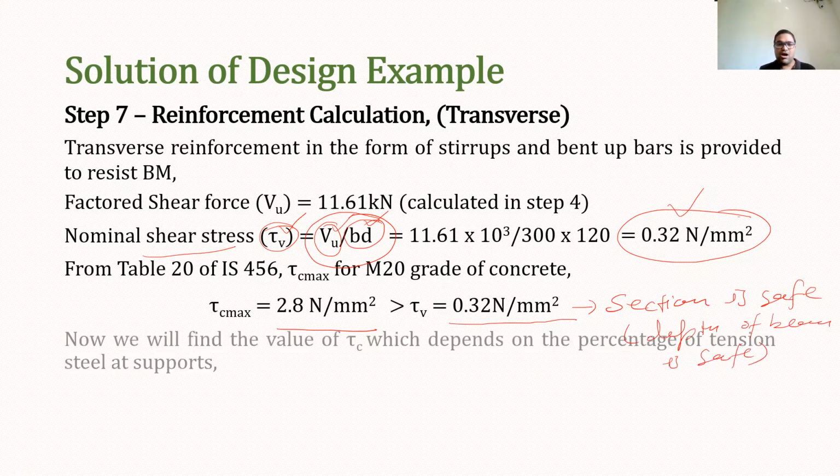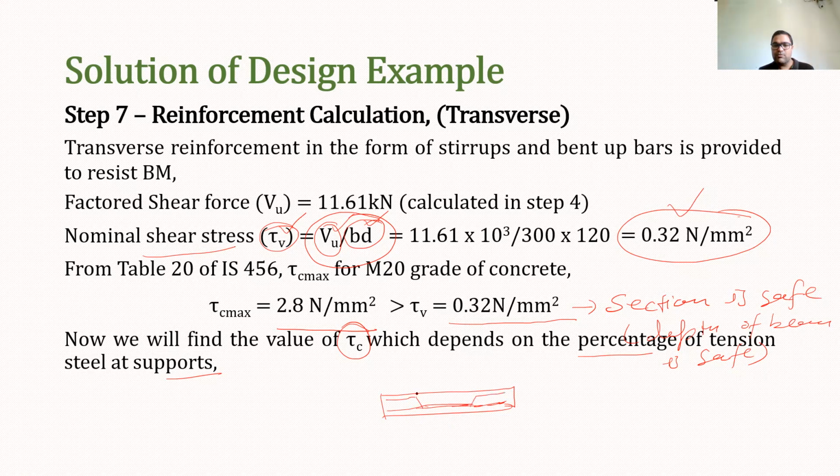Now after that we will find out the value of tau c, and this tau c value depends on the percentage of tension steel at the supports. As I have mentioned in the previous step, we will have one bent up bar and two bars at the support. So as you can see, our beam will be like this, and our reinforcement at the bottom of this beam will be like this, and one bar will bend up like this.